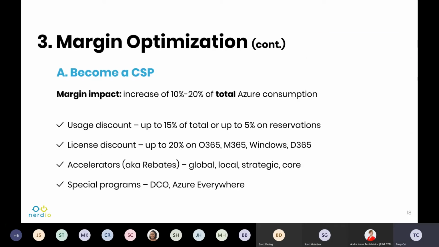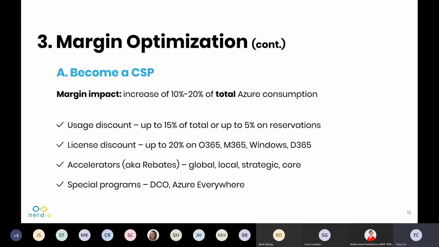So what is a CSP? A CSP allows you guys to sell Azure and make some margins, right? So for Azure, you can make up to 15% margin. For Office 365, you can make up to 20% margin. There's additional accelerators and Azure rebates that Microsoft has every quarter that can help you leverage and make use of those funds to help you sell Azure and drive your costs down. And then there's additional programs that Microsoft has, such as the DCO program, or data center cost optimization, which Microsoft's team will basically work with you. You have a data center you want to move into Azure.